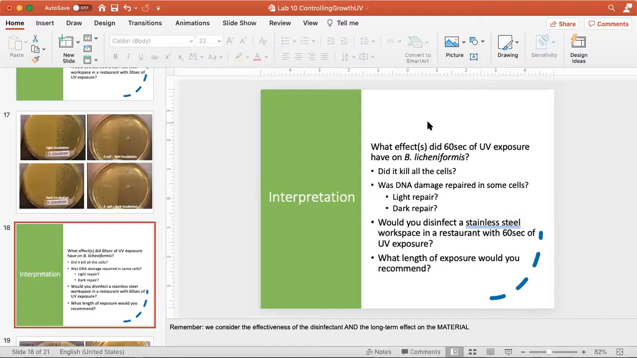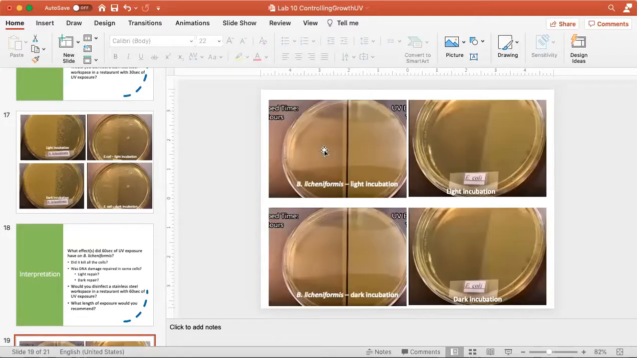60 seconds hit the Bacillus licheniformis and the E. coli. 60 seconds left me with no cells alive, nothing to repair. The light and the dark systems had nothing to work with because the cells were dead.